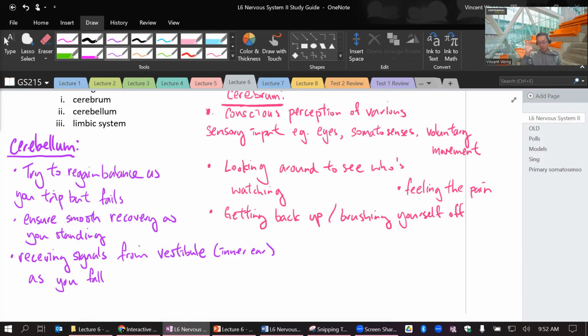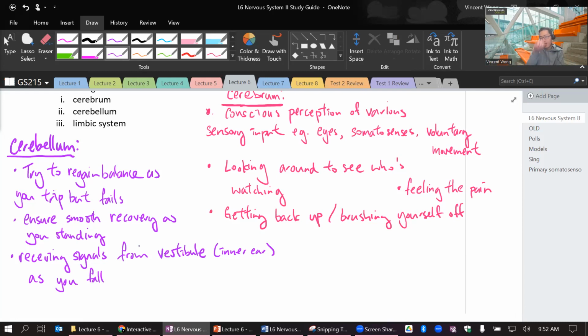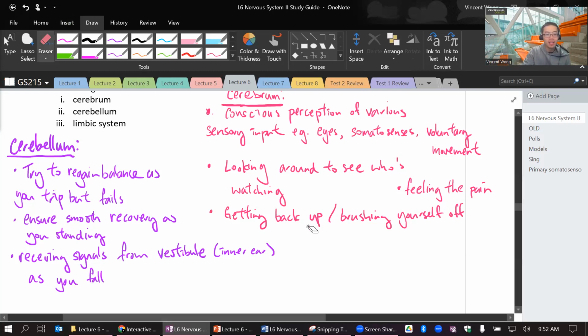Like in a car, when you step on the accelerator and speed up and cause your head to go back, that's another kind of acceleration. So that sends signals to the cerebellum. And then the cerebellum is like, oh no, we're falling. We try to regain balance, but it failed in this case, and boom, you hit the pavement.